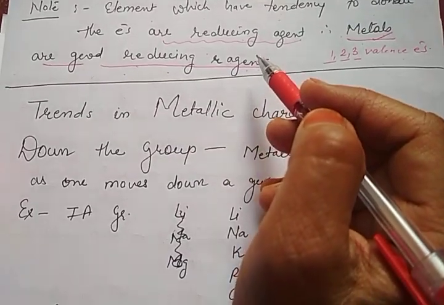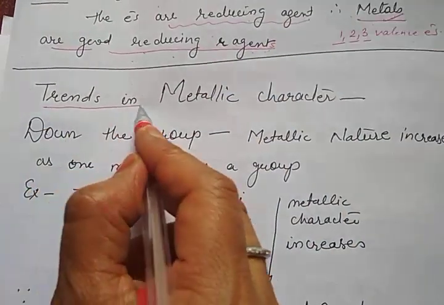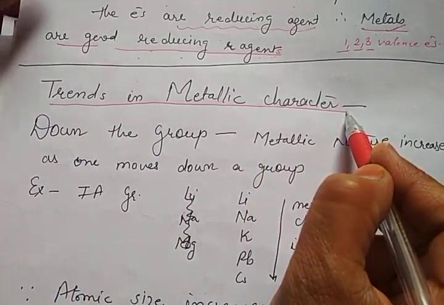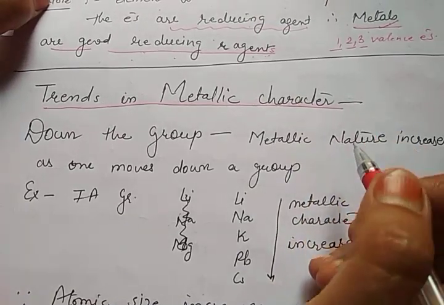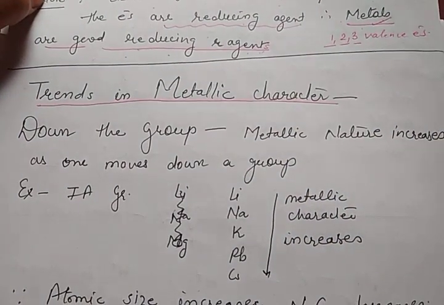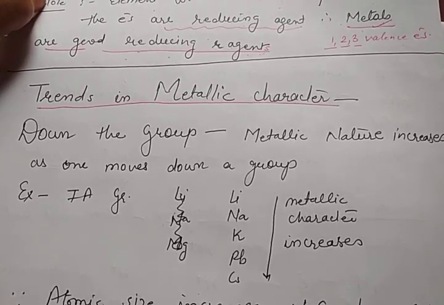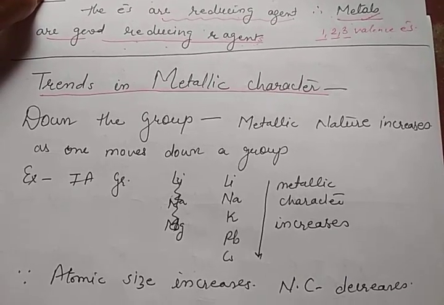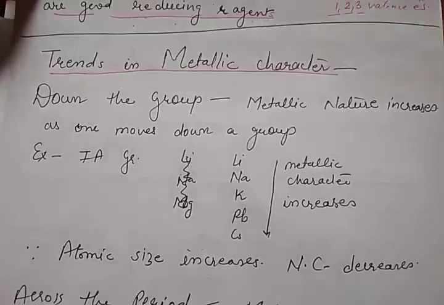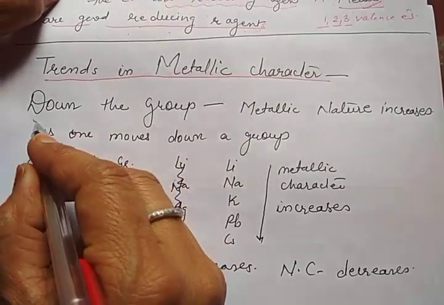Now we will move to the next point, that is the trends in metallic character. Trends in metallic character means its variations in the periodic table, that is, how it changes when we move in a group from top to bottom, or in a period from left to right. Let me consider the first case, down the group.